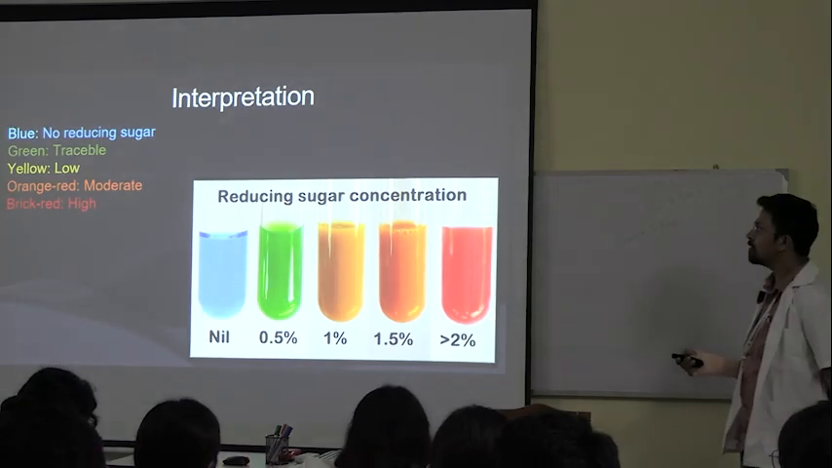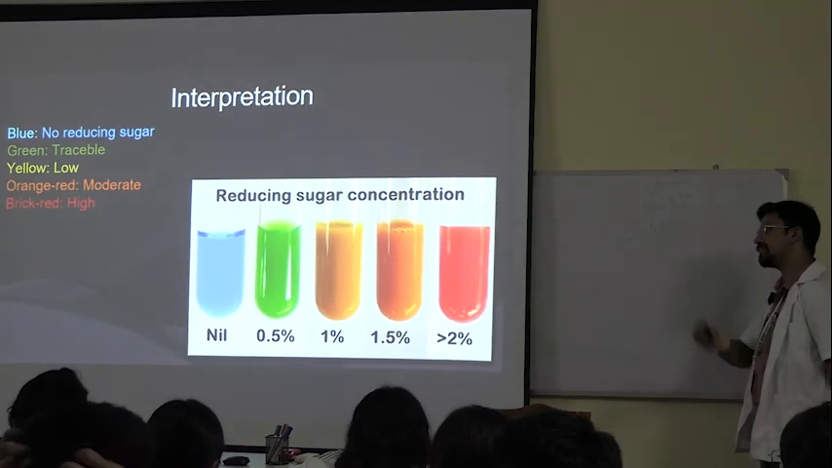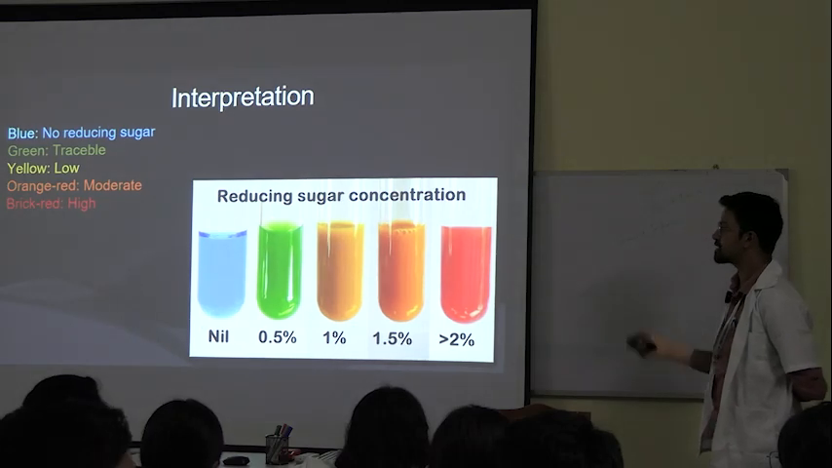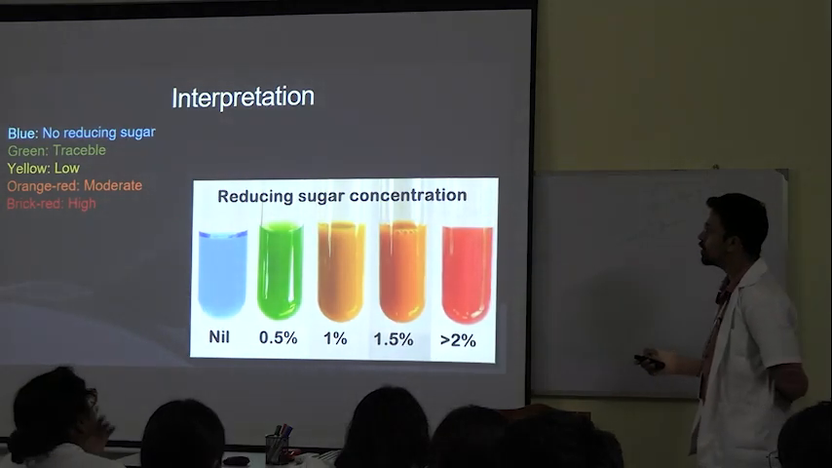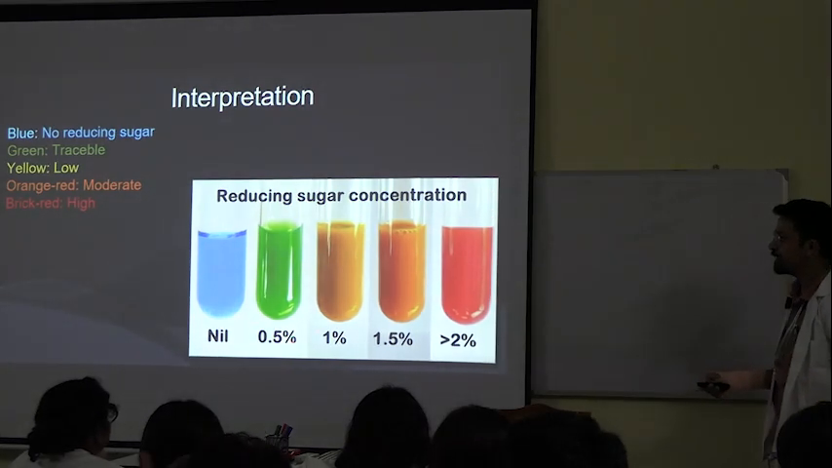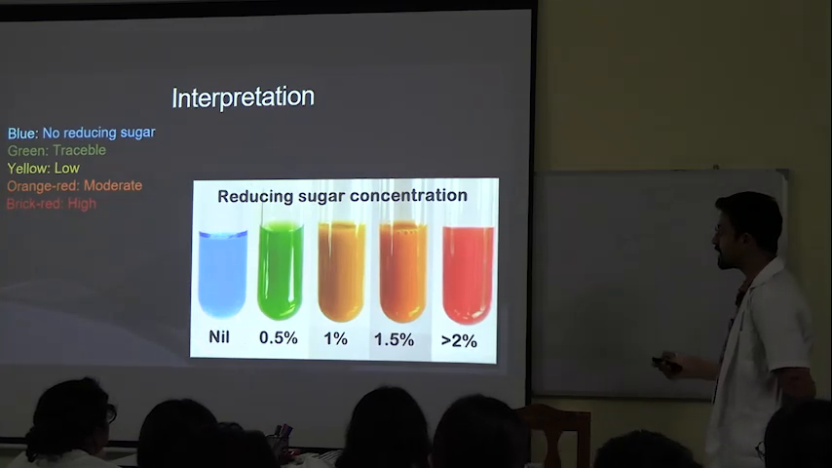Now green is traceable. That is, it is low, but less than low as well. So a little bit of reducing sugar is there, that is giving the test. So that's why the green color is coming. If the concentration is a bit higher, then it will be orange color. Now the percentage which is written over here is the percentage of the reducing sugar present in the sample, because of which this color will come.